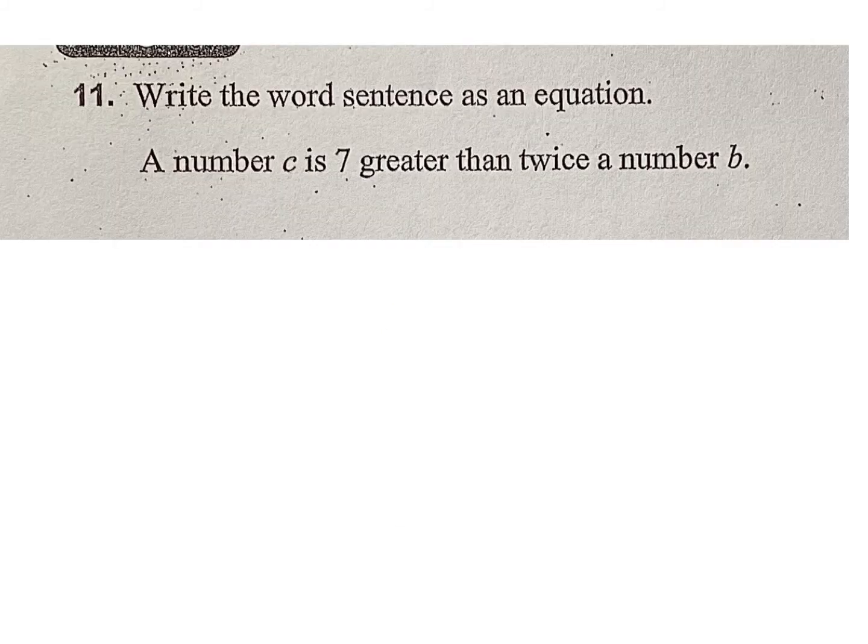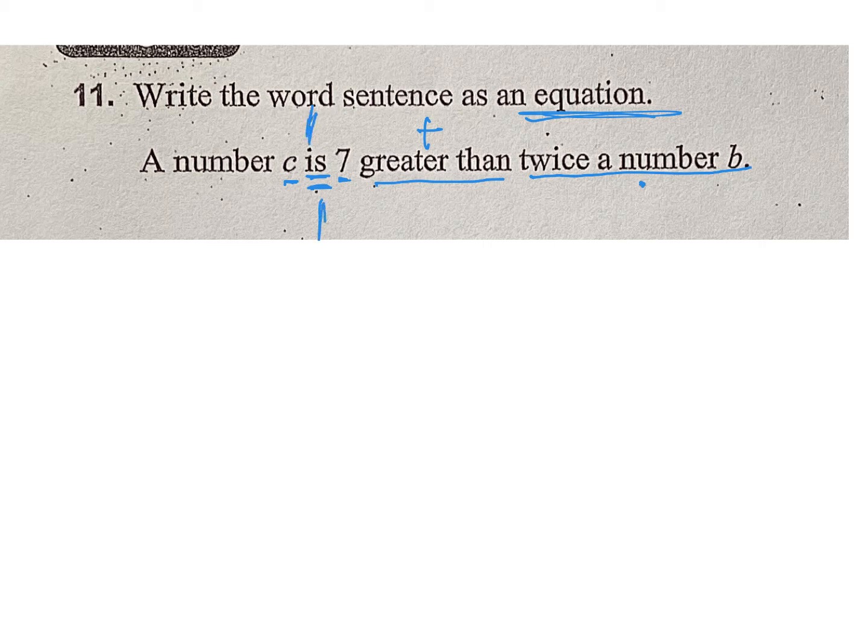Number 11, write the word sentence as an equation. Okay, now we have another word sentence, but we need an equation. Okay, a number C is, I see that is word. I always underline is twice. The reason why I do it twice is because then it looks like an equal sign, which it is. Okay, a number C is 7 greater than, whenever I see greater than, I think of adding, twice a number B. When anything is twice a number B, I'm thinking of multiplication.